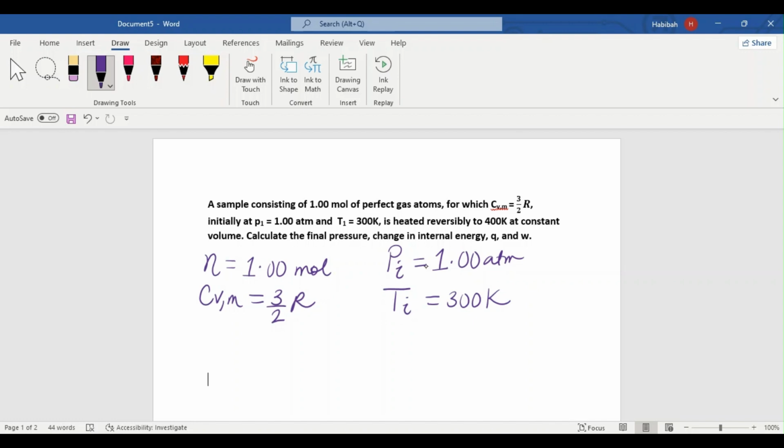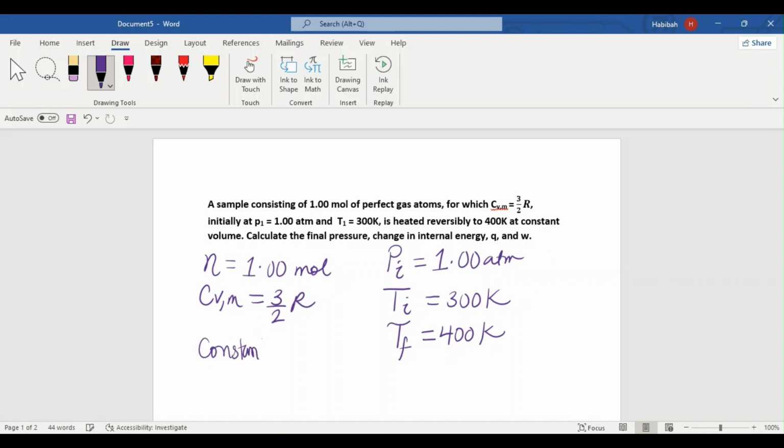So the initial pressure is 1.00 atmospheres, and the initial temperature is 300 kelvins. Now, we're told that the sample is heated reversibly, so the final temperature, because heat is applied, is going to be more. We're told that it is 400 kelvins, and all of this occurs at constant volume.